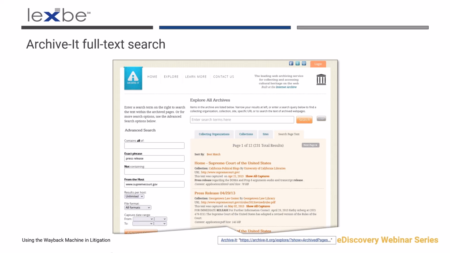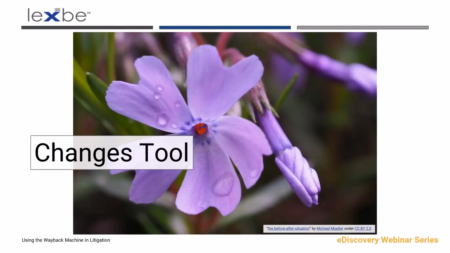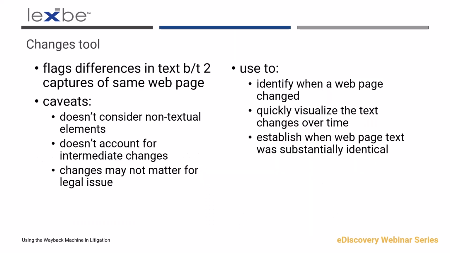As you can see, Archiveit returns a couple hundred results from various paths within the archive website. Another Wayback Machine feature that can be useful for legal use cases is the Changes tool. The Changes tool flags the differences between two captures of the same web page with the following caveats.